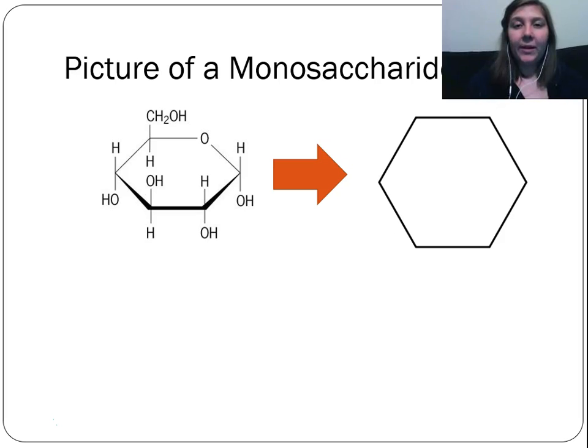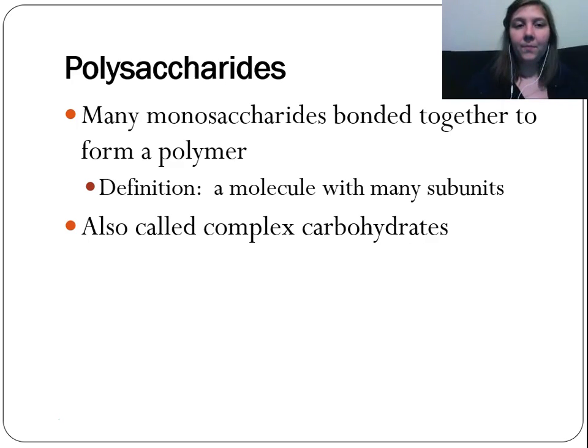When it comes to identifying a monosaccharide, you're going to look for this ring or hexagon structure. This picture here is glucose, but whenever you see this general shape, you should think of monosaccharides.